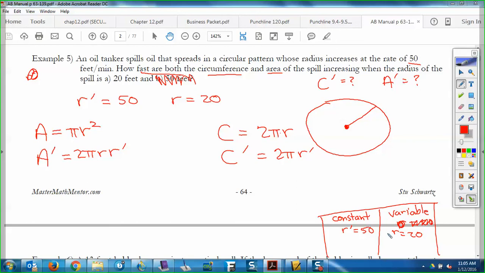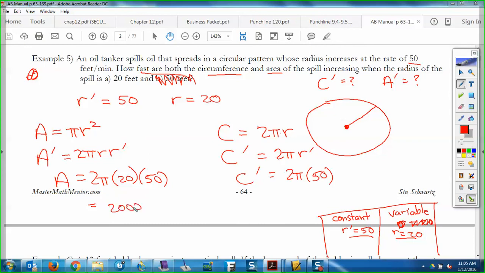Okay, now we can plug in these things here. Now we've taken the derivative, we can now plug in this stuff. So over here, A prime is 2 pi. What do we plug in for r? 20. What do we plug in for r prime? 50. Over here, 2 pi. What do we plug in for r prime? 50. And we've got everything we need. So what would that be? That'd be 1,000, 2,000 pi. What are the units?